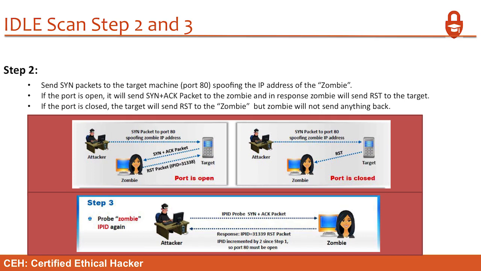So step 3, we probe the zombie IPID again. So we do an IPID probe. We send a packet with the SYN and the ACK flag set. The response is the IPID 31339 reset packet. The IPID incremented by 2 since step 1, so port number 80 must be open. So it's incrementing by 2 this time. So we don't know what it'll be next time.